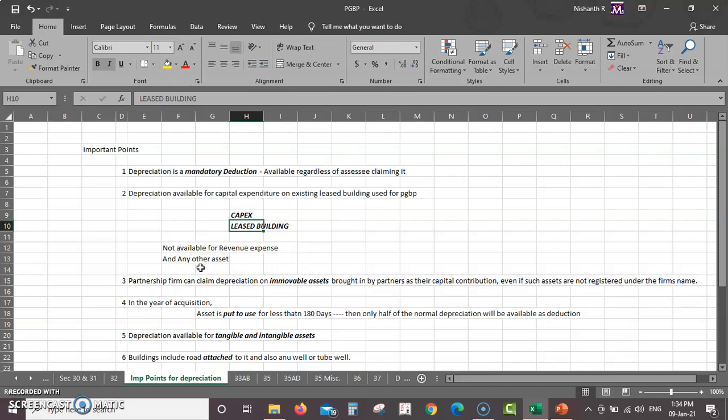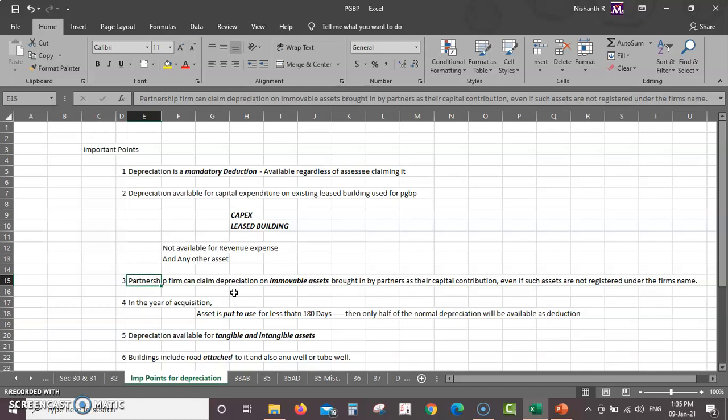Clear? Cool. Third point. This is in regards to partnership firms. So normally a partnership firm can take depreciation benefit for all the assets it has in its name. But there might be scenarios wherein a partner contributes an immobile asset, say a plot of land to the partnership firm, but this land is not transferred to the firm's name. The partner keeps the asset in his name but gives the asset for the usage of the partnership firm. So it is an immobile asset.